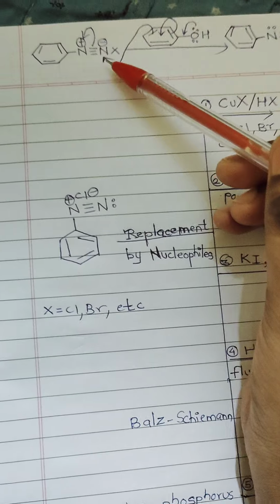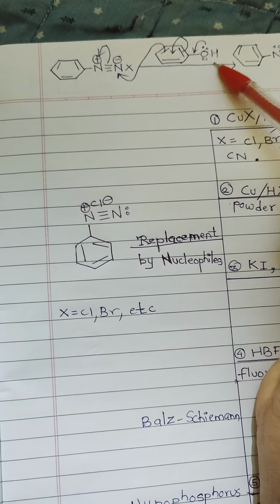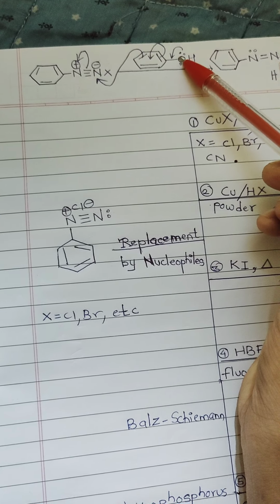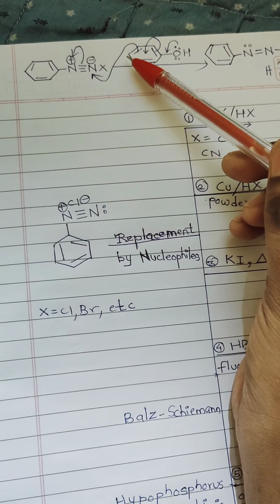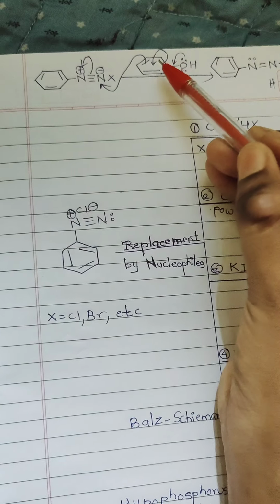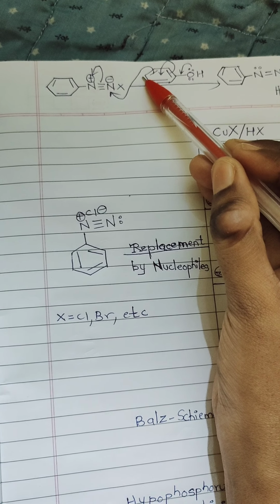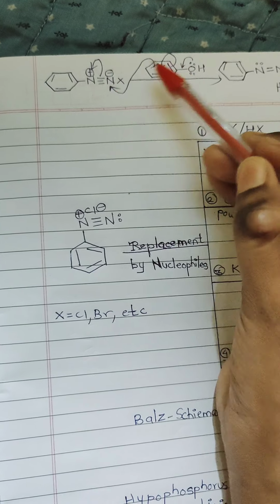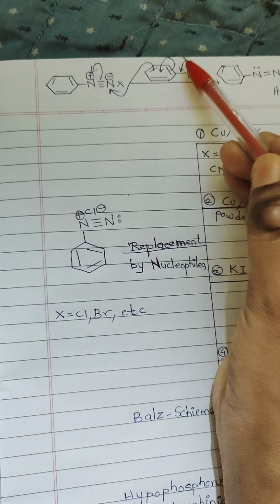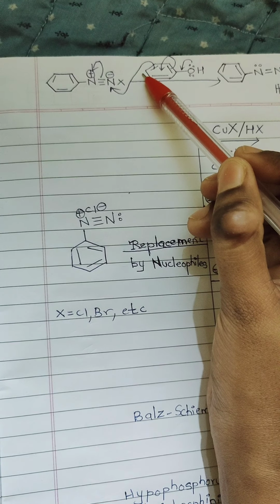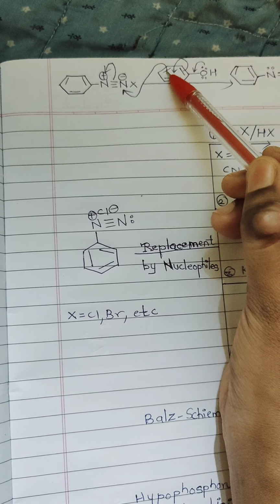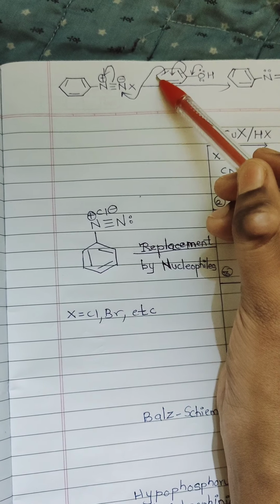Suppose this is a diazonium salt, and here we have an aromatic ring containing an electron donating group. It will generate more electron density at the ortho and para positions, because it is ortho para directing. We can attach the nitrogen at the ortho position, but it will create steric hindrance. Hence at the para position there is more scope for the attack of nitrogen, and this bond will be opened from the para position.